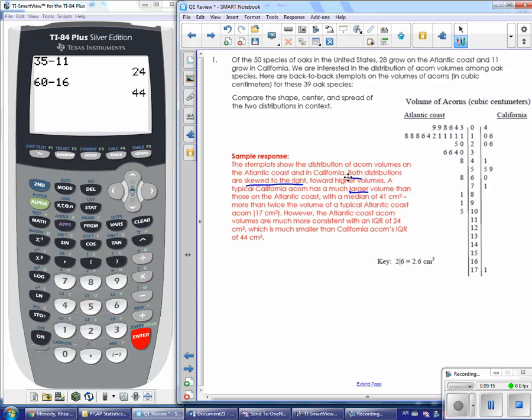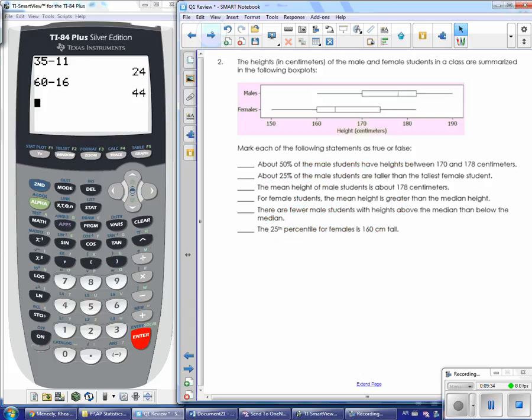However, the Atlantic coast acorn volumes are much more consistent, with an IQR of 24 cubic centimeters, which is much smaller than the California acorn's IQR of 44. So again, you've got the comparison, and I'm bringing the values of the center and spread into the description. Okay. In the next problem, you are given two box plots.